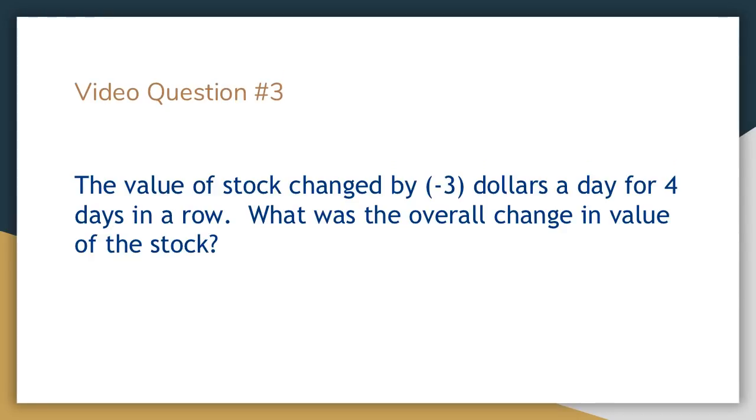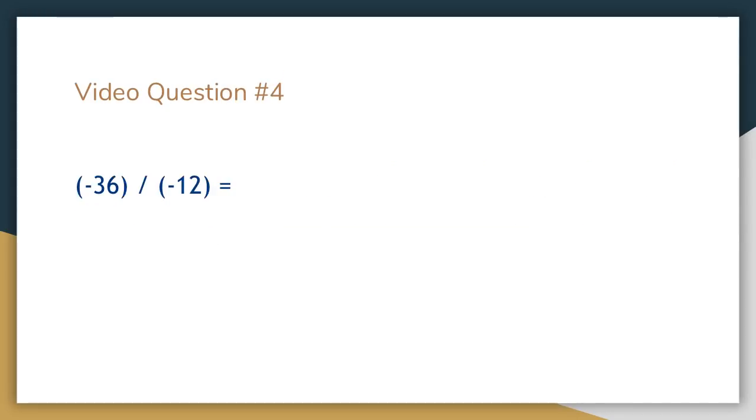Video question number 3 says, the value of a stock changed by -$3 a day for 4 days in a row. What was the overall change in value of the stock? Pause me while you work this out and then come back for question 4. Question number 4, divide -36 by -12. Pause, come back when you're ready for the last question.